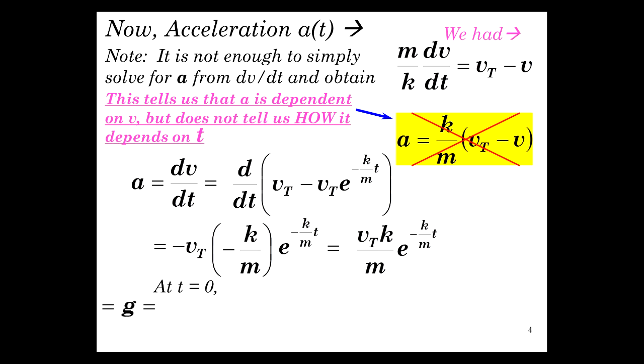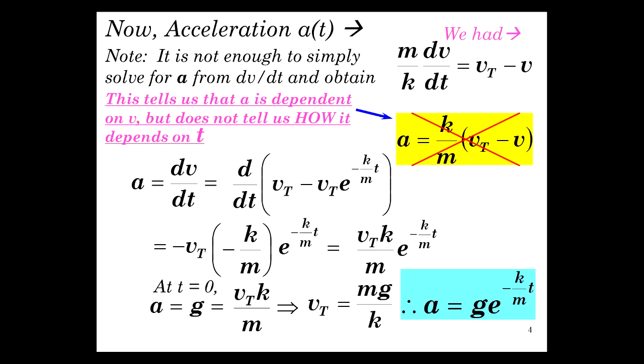At t equal to 0, we have a equal to the initial acceleration of gravity, because there's no fluid friction yet at no velocity. And so the acceleration is v_t k over m. So the terminal velocity is mg over k. Thus we have that the acceleration, which we've already solved, is this expression here.